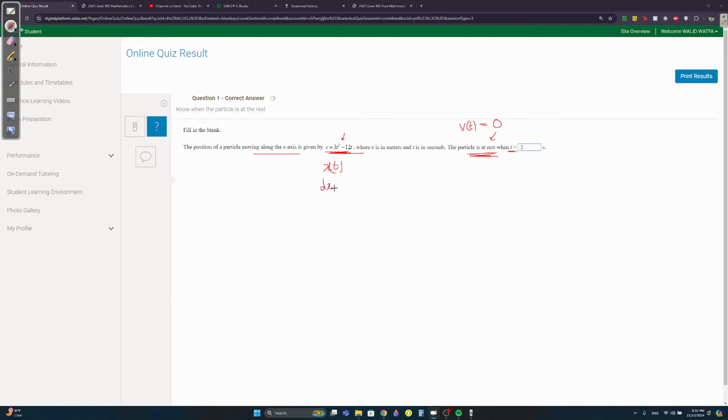It's just dx over dt. You differentiate x, so v(t) is equal to this. Differentiating, you get 2 times 3, 6, reduce the power by 1, t, and 12 minus 12. So v(t) is this. We said v(t) equals 0, so 6t minus 12 equals 0, so you get t equals 2.